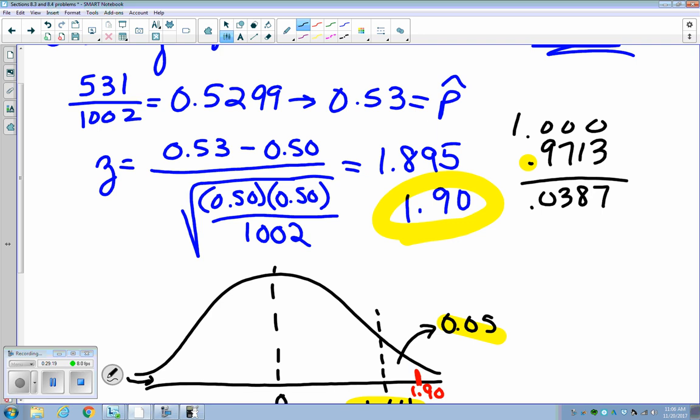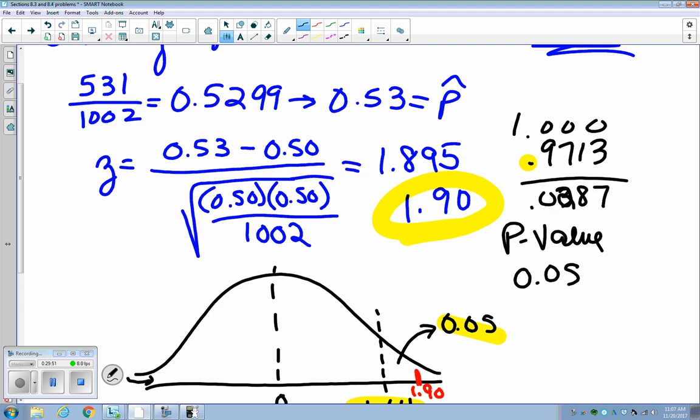My p-value is 0.0387. That's my p-value. My significance level is 0.05, right? Is this less or more? That's less, isn't it? So I still get the same result.